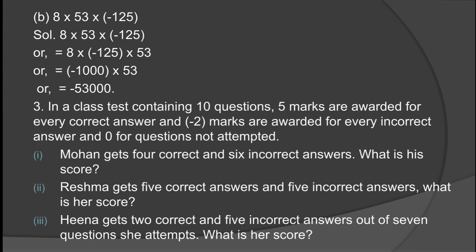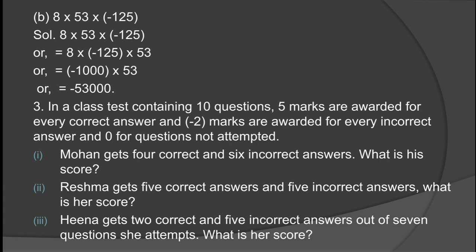Now let us see the next question. In the next question it is given that in a class test containing 10 questions, 5 marks are awarded for every correct answer and minus 2 marks are awarded for every incorrect answer, and 0 marks are given for questions which are not attempted. So here are three parts. First part: Mohan gets 4 correct and 6 incorrect answers. So what is his total score? Reshma gets 5 correct answers and 5 incorrect answers. So what is her score? And third part: Hina gets 2 correct and 5 incorrect answers out of 7 questions that she attempts. So what is her score?